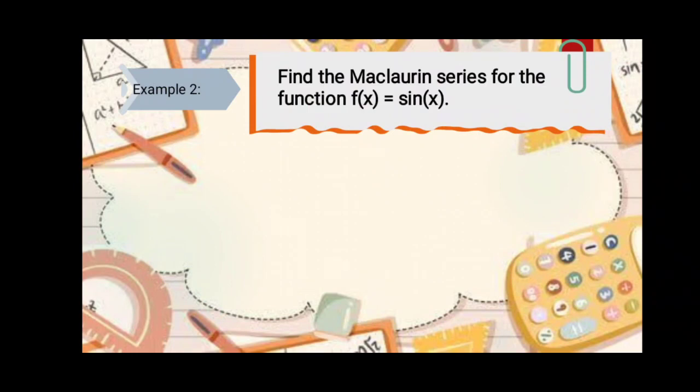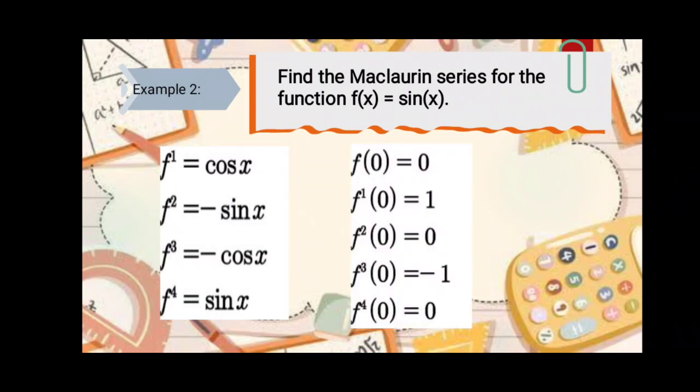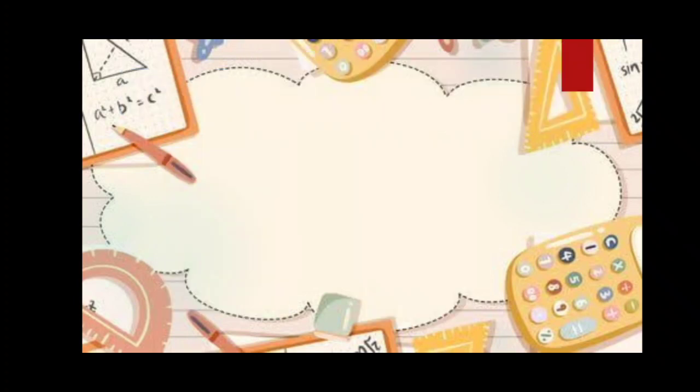So example number 2, find the Maclaurin series for the function f of x is equal to sine x. So f prime is equal to cos x, f double prime is equal to negative sine x, f triple prime is equal to negative cos x, and the fourth derivative is sine x. So we need to substitute 0. So f of 0 is equal to 0, and f prime of 0 is equal to 1, f double prime is equal to 0, and f triple prime is equal to negative 1, the fourth derivative is equal to 0.